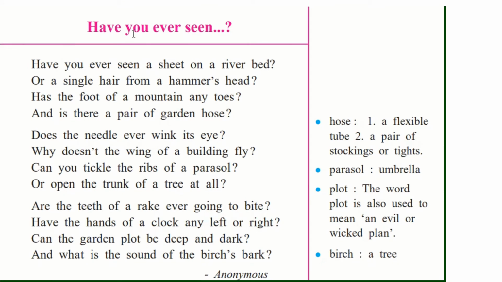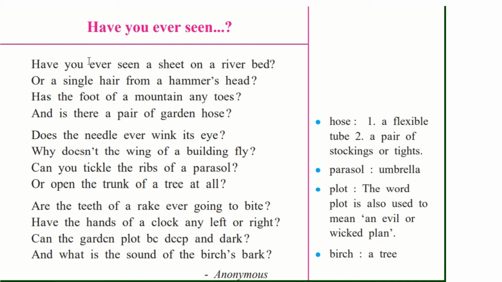Now let's read the poem and understand it. Have you ever seen? It is a poem by an anonymous poet. That means we do not know the name of the poet. Yet we can enjoy this very beautiful poem wherein the poet has made beautiful use of the words and he has made use of the pun. That is, he has done play of words by making use of the homographs and giving us a beautiful poem.